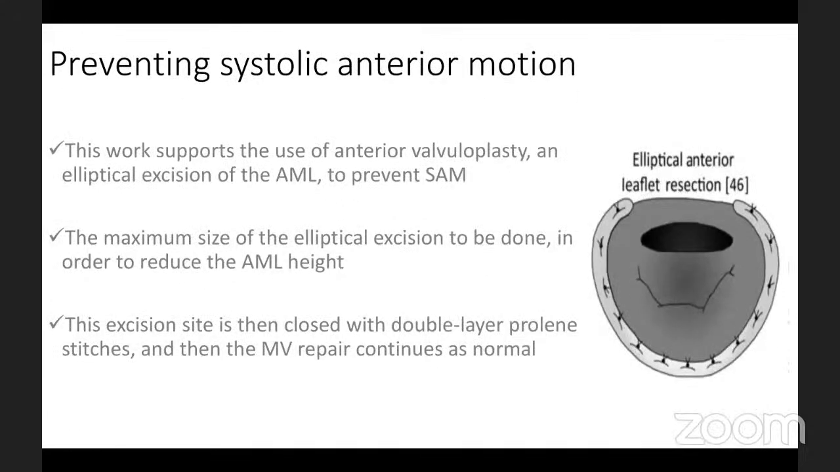This work supports the use of anterior valvuloplasty. So you will do an elliptical excision of the anterior mitral leaflet to prevent SAM, at the maximum size of elliptical excision to be done in order to reduce the height of the anterior mitral leaflet. This excision site is then closed with a double-layer Prolene stitch, and then the mitral valve repair will continue as normal.